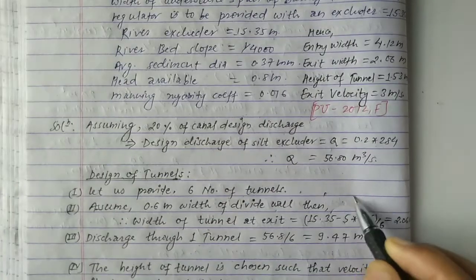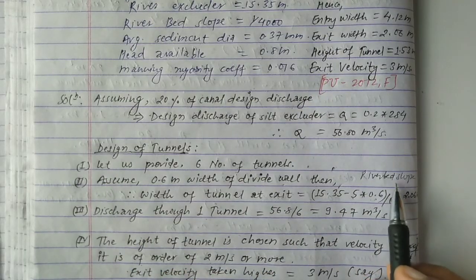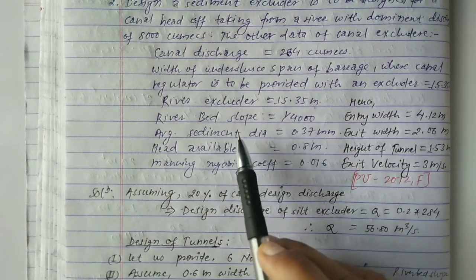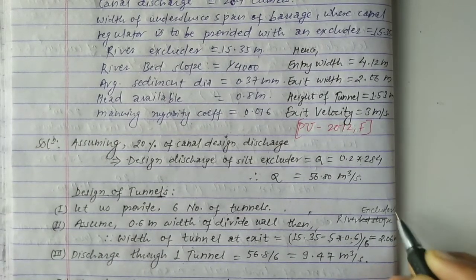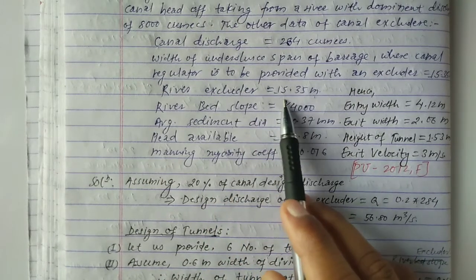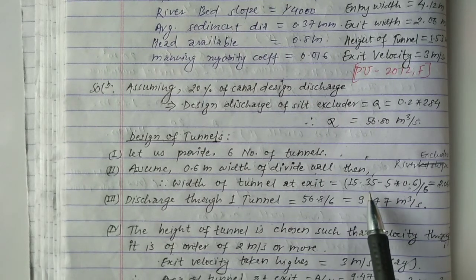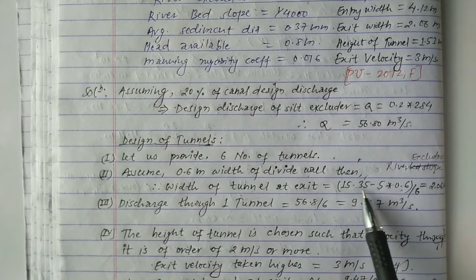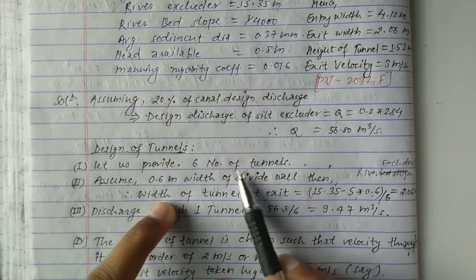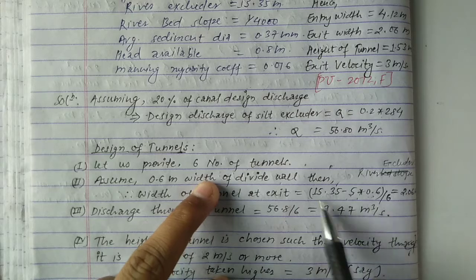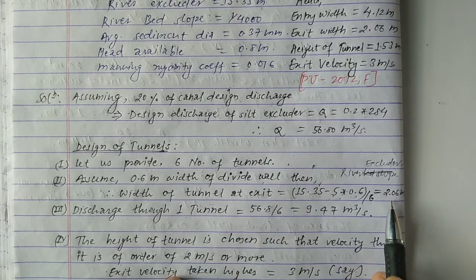The width of the silt excluder is given in the question as 15.35 meter. So we just subtract the total width of divide wall from it: 15.35 meter minus 5 times the width of divide wall. For a single tunnel we also have to divide this value by the number of tunnels, that is 6. After calculating, we get 2.06 meter, which is the width of tunnel at exit.